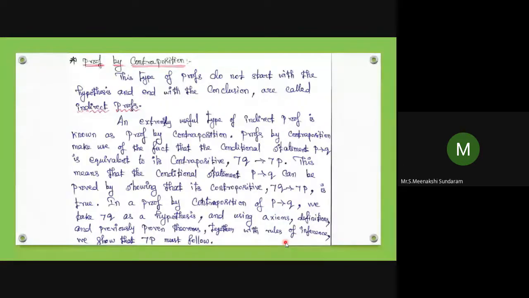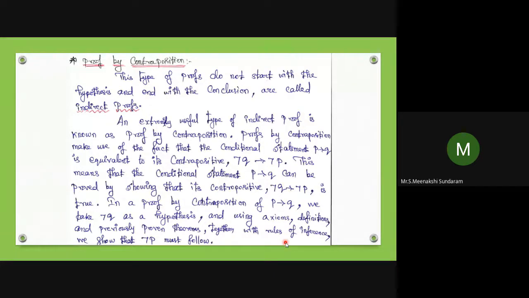The next one is proof by contraposition, or contrapositive. Already I told you, if P tends to Q, then the contrapositive is negation Q tends to negation P. The converse of P tends to Q is Q tends to P. Take the negation, meaning negation Q tends to negation P. That is called the contrapositive. Here we can say the proof by contraposition.